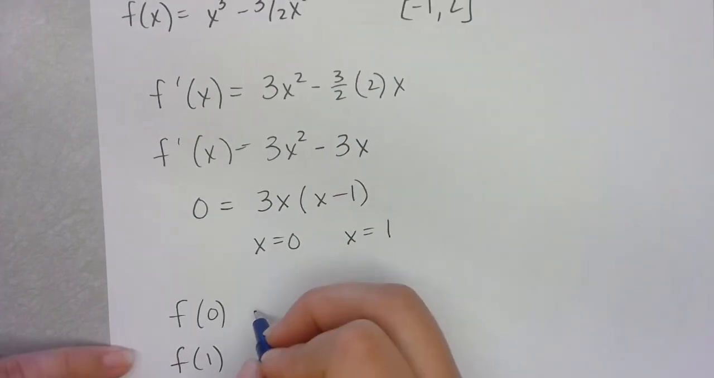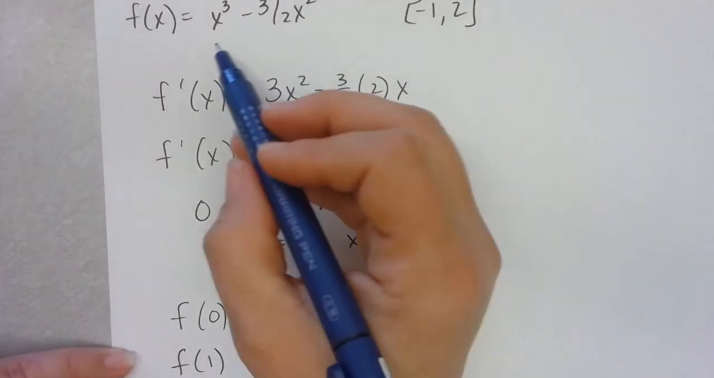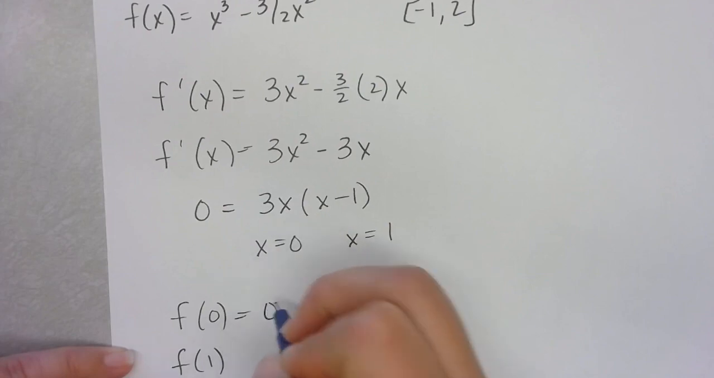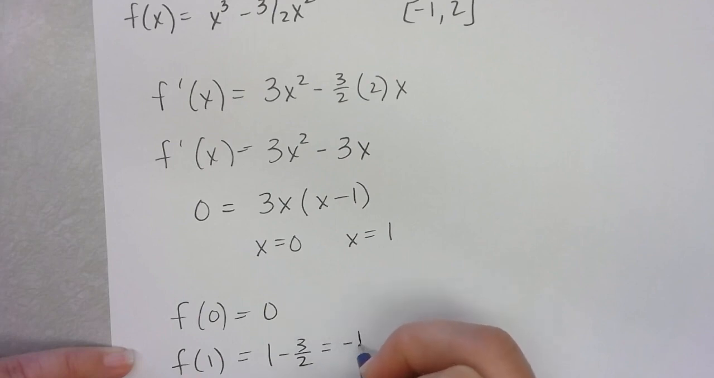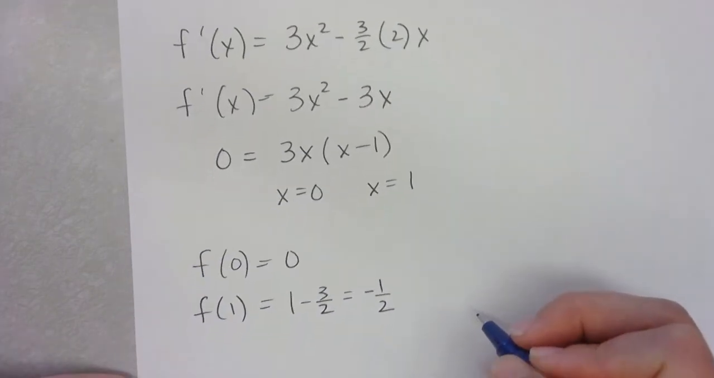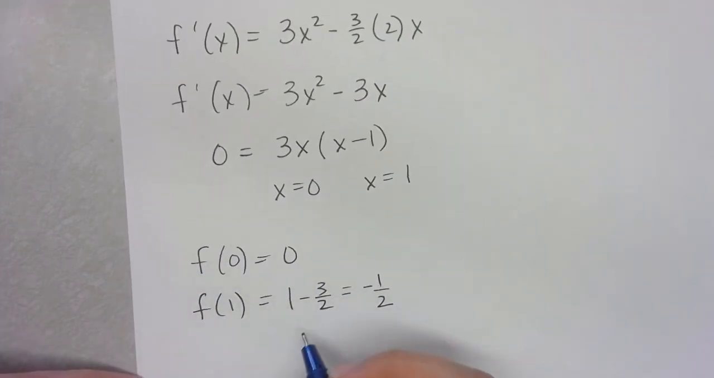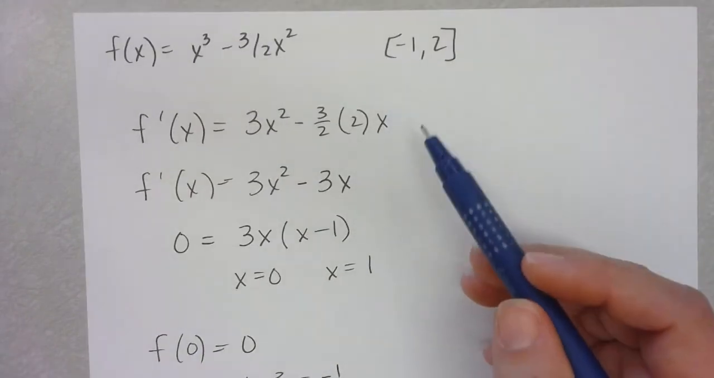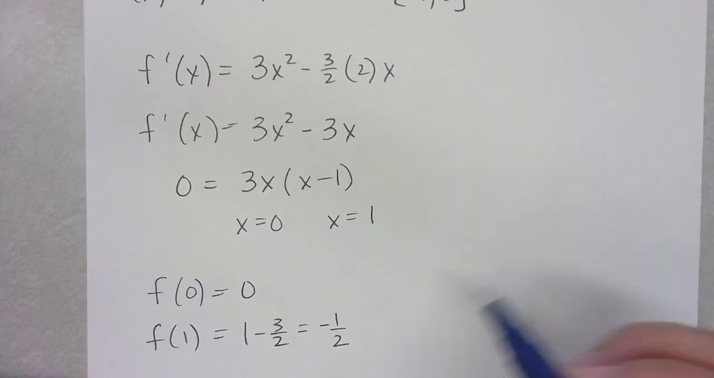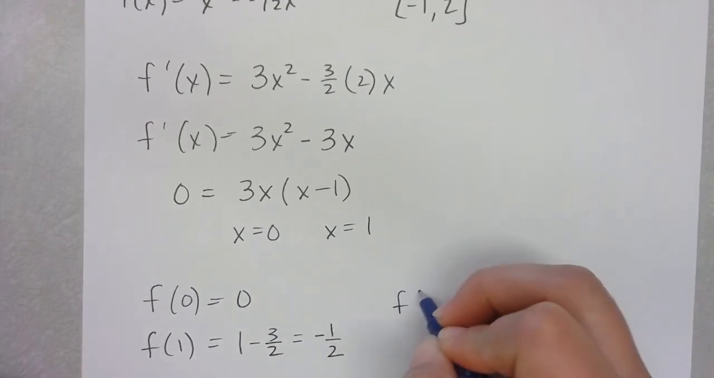So when I plug in 0, I get out 0 because I have 0 in both. When I plug in 1, I'm going to get 1 minus 3/2, and I end up with negative 1/2 here. So now the endpoints, right? Because my min or my max could come on the endpoints just because of the way I cut my graph off. So I'll do f of negative 1 here.